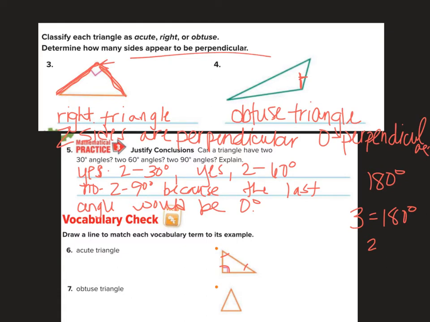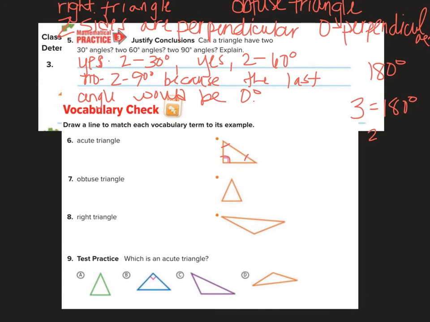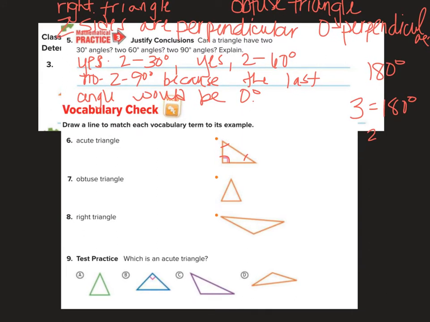Okay, draw a line to match each vocabulary term to its example. Let me scooch up here. Whoa, I got a lot down there. Which one of these is an acute triangle? Well, I drew on there. Which one's acute? This little guy right here is a cute little triangle. It's got 3 cute little angles. Obtuse, right there. And right here, which is an acute triangle. Obtuse angle, right triangle. Oh, A. A is an acute little triangle.